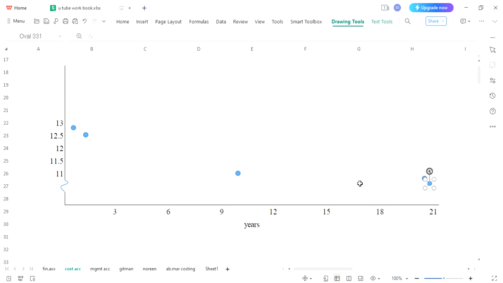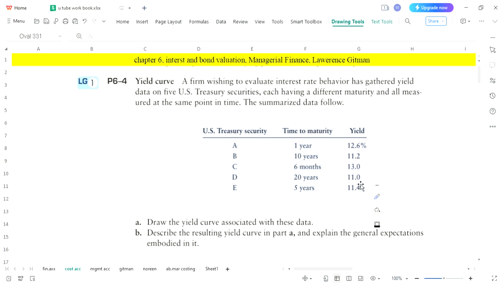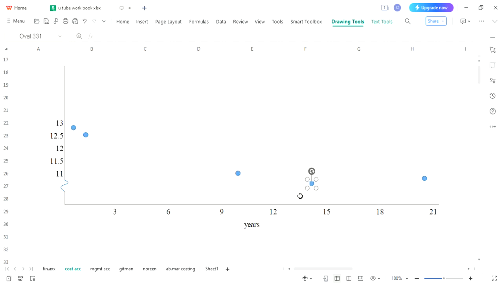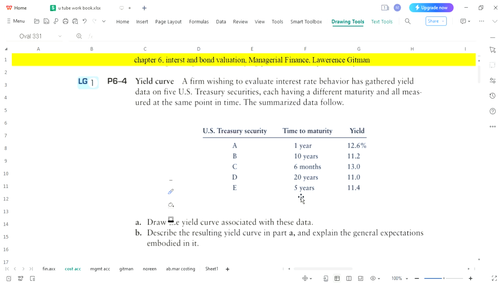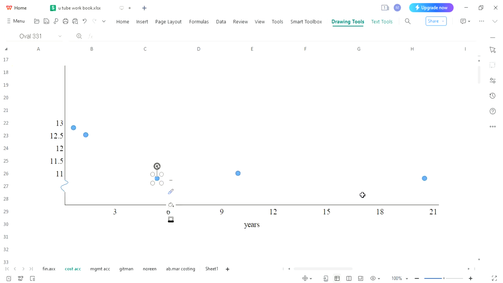Now we will be pointing out our last point, 5 years. First we will go to 5 years. 5 would be less than 6 but more than 3. We have got 5, and in front of 5 we need to go to 11.4. 11.4 would be just under 11.5.